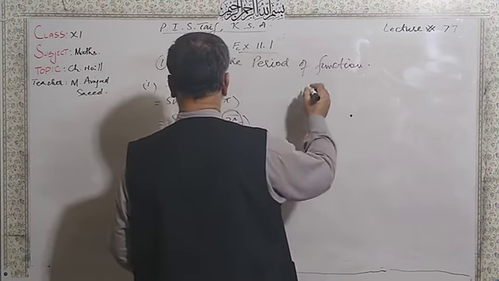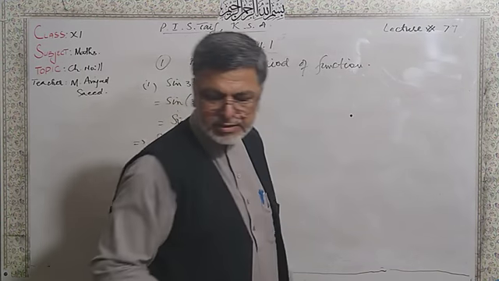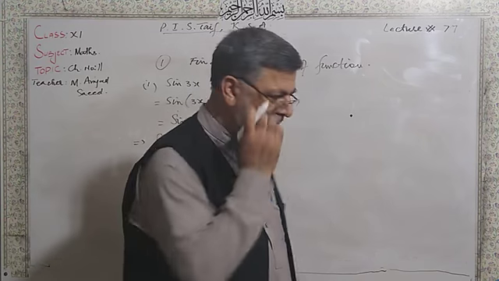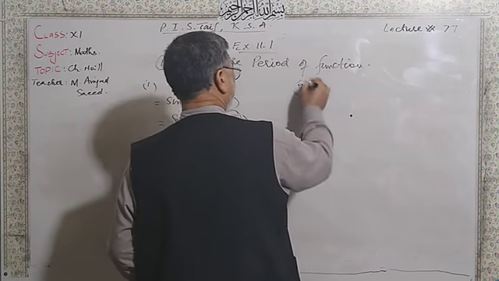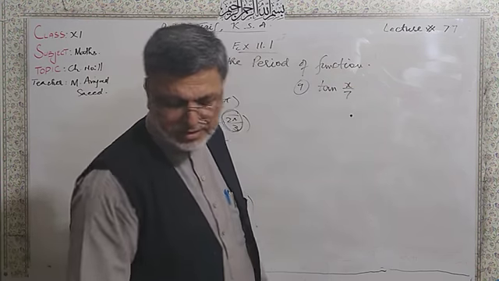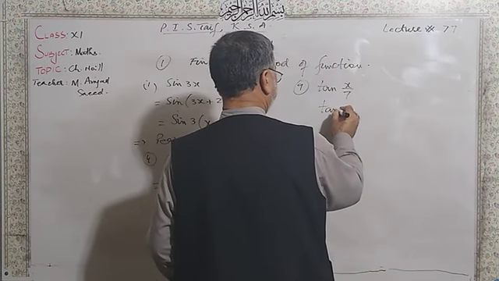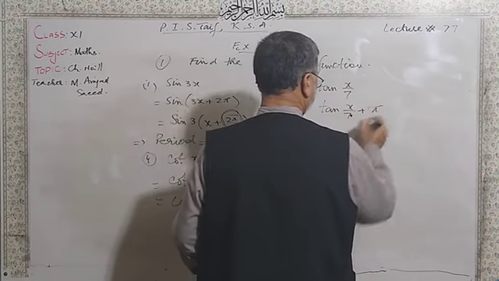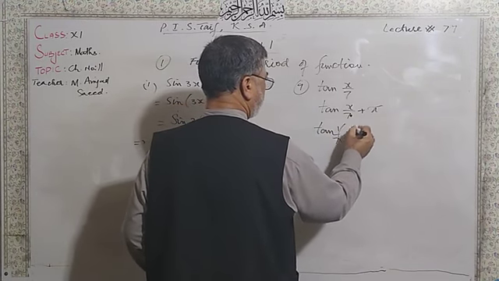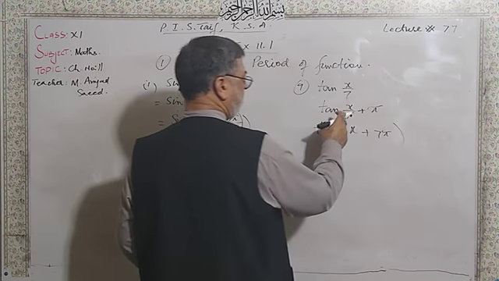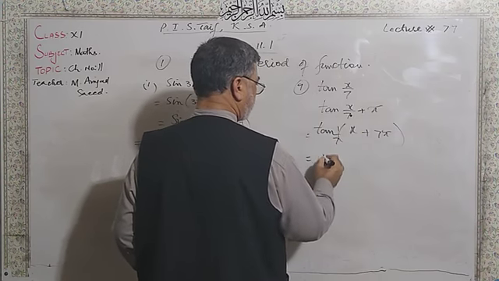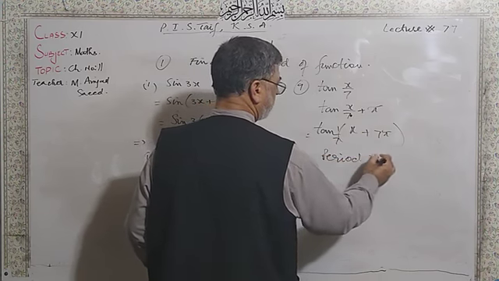Similarly, part number 9. Tangent x over 7. What is the period? Pi. Tangent, take 1 over 7 common, x plus 7 pi. Actually, we are dividing by 7 and multiplying here with 7. So what is the period? That is 7 pi.